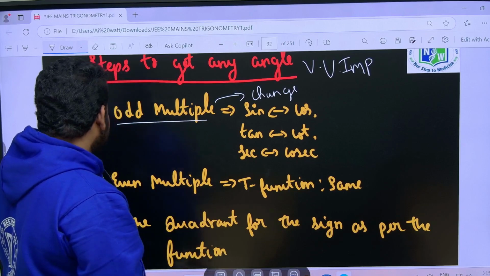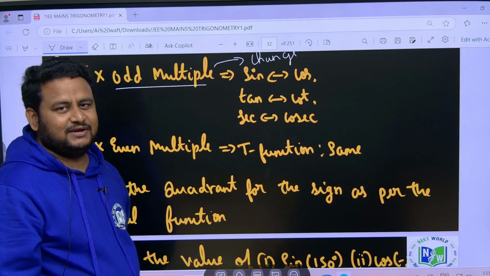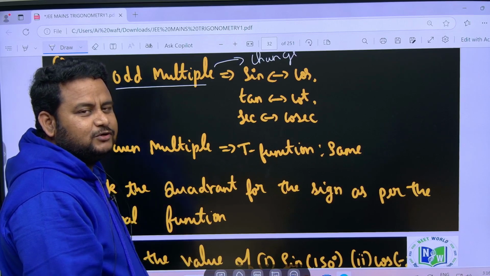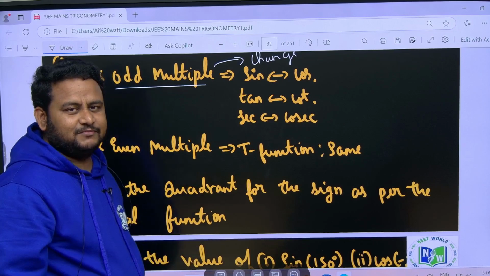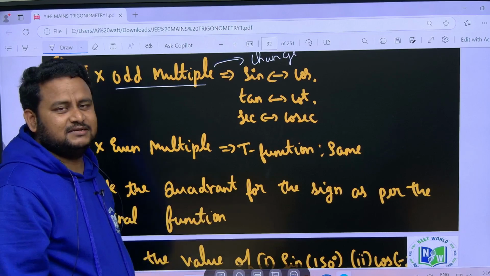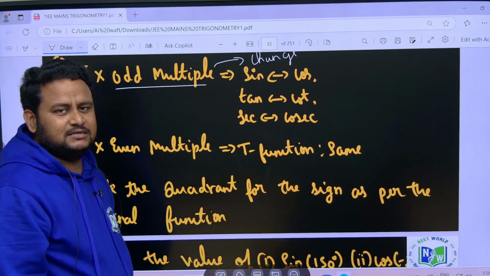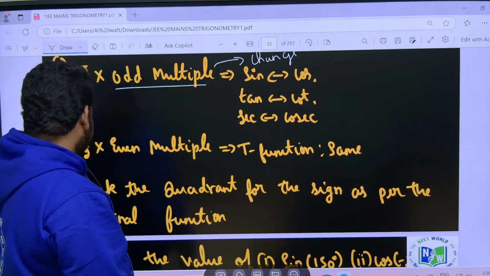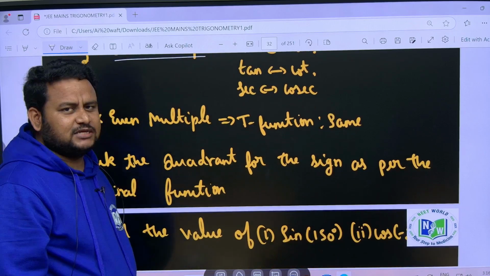Similarly, when I talk about pi by 2 into even, even is positive, odd is negative, I told you. So for pi by 2 into even, you have to remain the same. When you have positivity, you have to remain the same. So sine will remain sine, cos will remain cos, tan will remain tan, secant will remain secant, and cosecant will remain cosecant. Then after that, you have to check the quadrant.